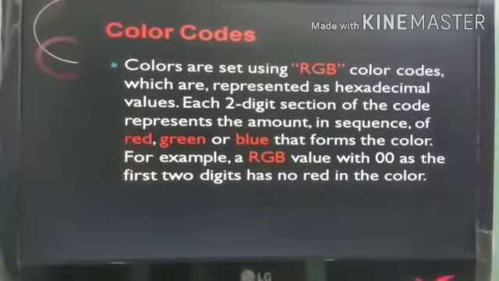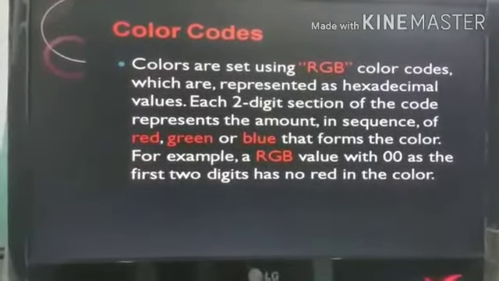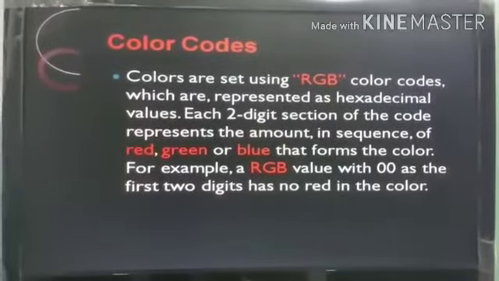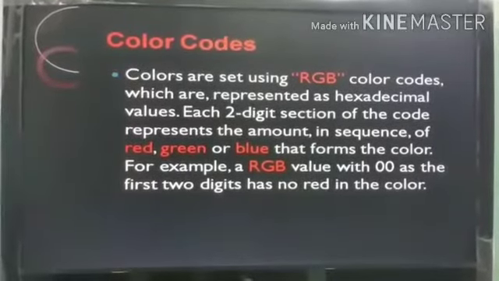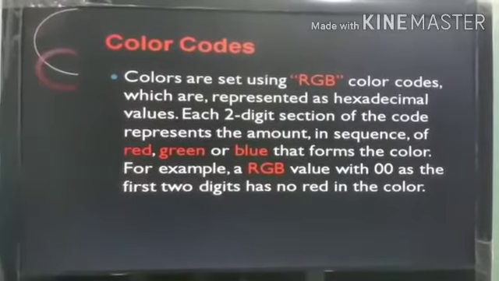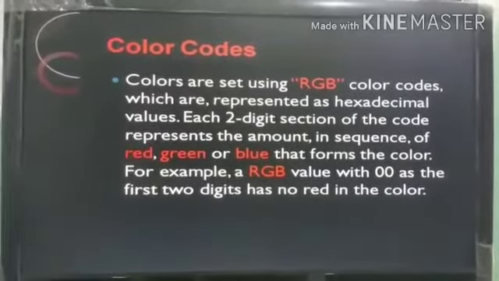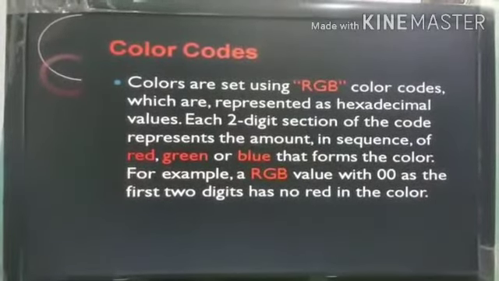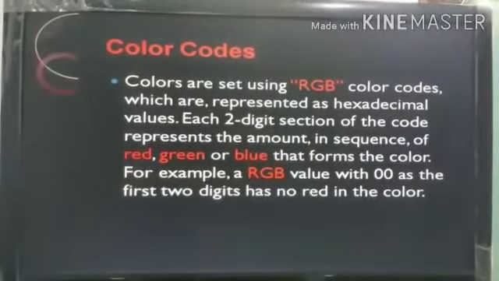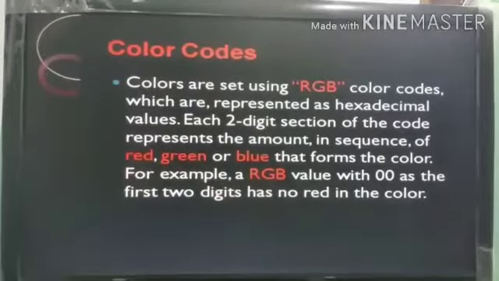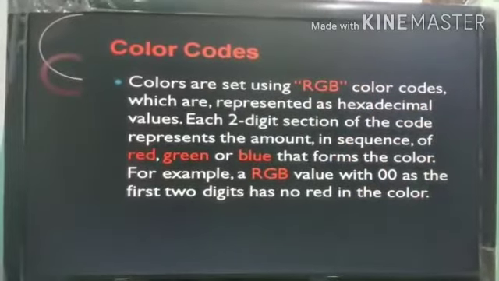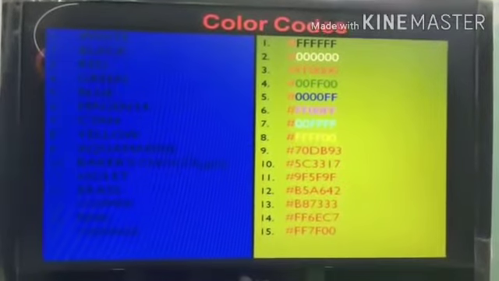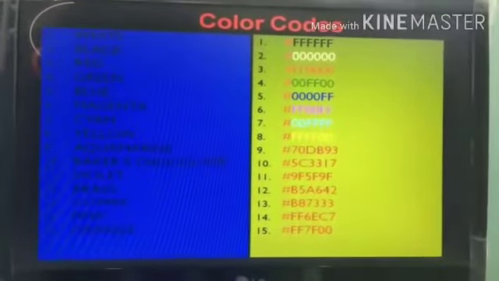Whenever we want to set the background of our web page, or any table we insert, or anything on our web page, we have to use some color codes. The colors are set using RGB. R represents red, G represents green, and B represents blue. And any color code is represented in a hexadecimal value, where each 2 digits represent red, green, and blue color. So in this list you can see every color has a hexadecimal code related with it.